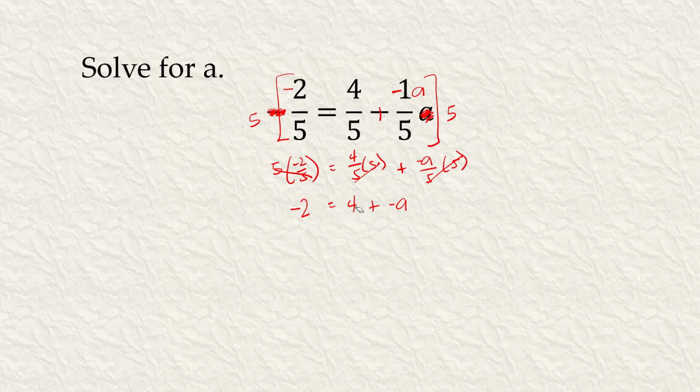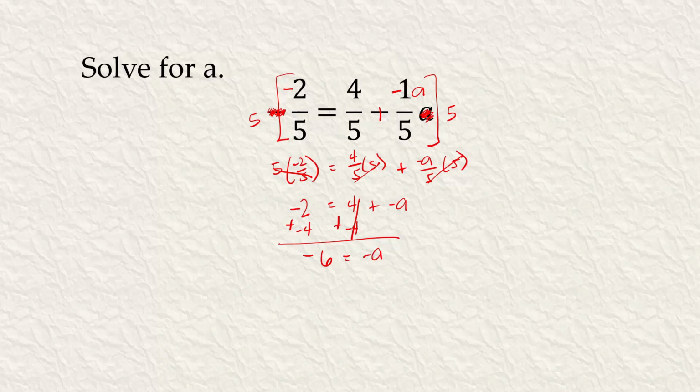So I want to remove the 4 by using the subtraction property of equality or the negative inverse of 4. So the answer is plus negative 4 on both sides. So this is going to be equal to 0 and this is going to be equal to negative 6 since both of them are negative, equals negative a.